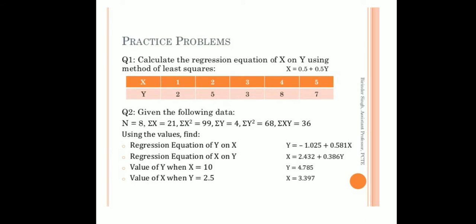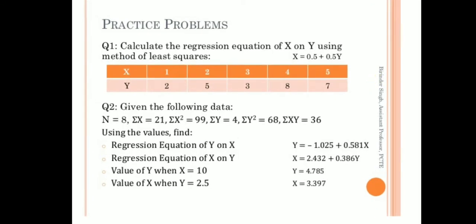Now these are the examples. Some examples to try at home. Calculate the regression equation of x and y using the method of least squares. The equation is there, the values of x and y are given. The answer is here: x equal to 0.5 plus 0.5y, we have to obtain these equations. So a equal to 0.5 and b equal to 0.5.